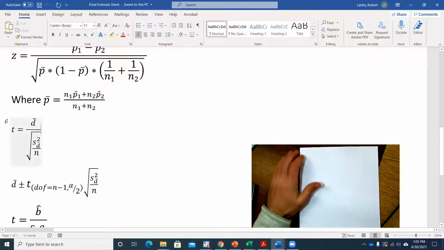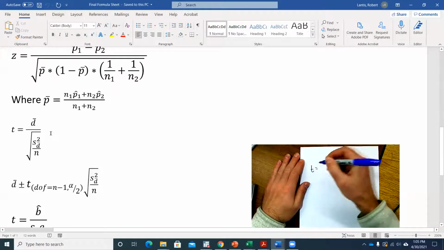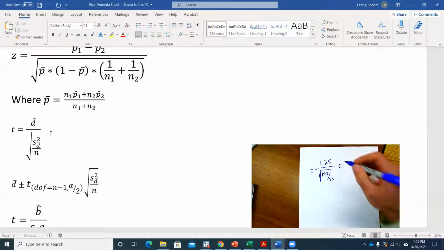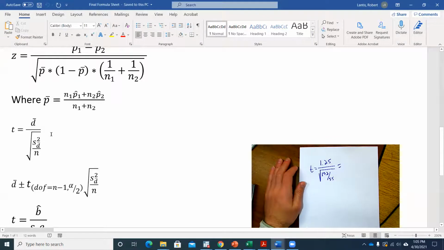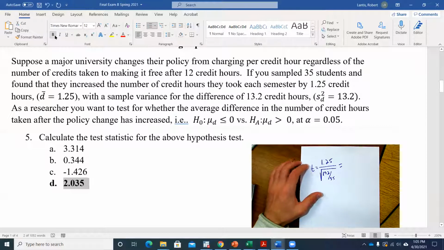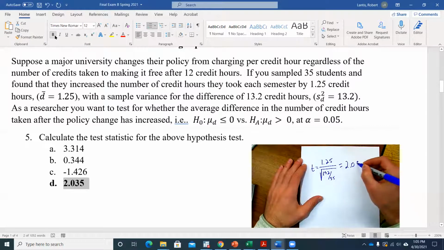Okay. So here's my equation. I'm really just writing this out in the context of my example. My average difference was 1.25. The variance was 13.2, and the sample size was 35, right? It's really all we're doing. I mean, this should be a relatively easy one, okay? So if I write that into my calculator, I'll get 2.035.